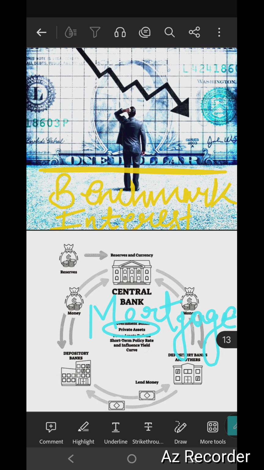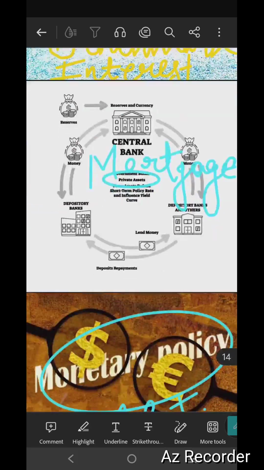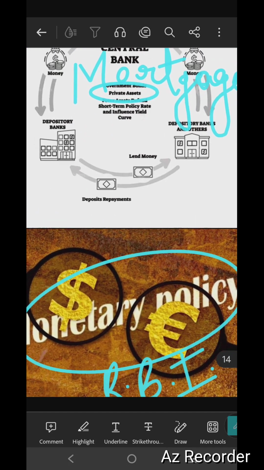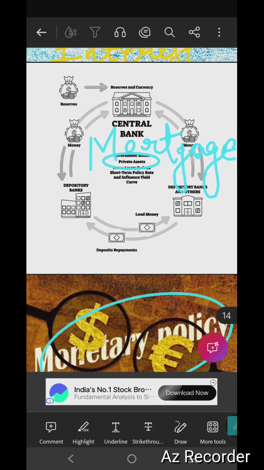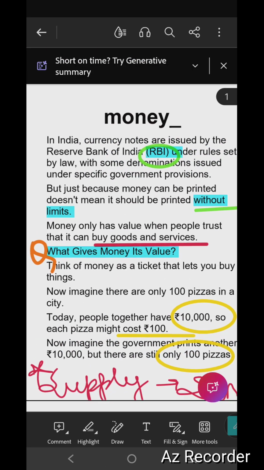Next, we have mortgage. What are mortgages? Basically, it is a legal agreement where a borrower pledges a property as security for a loan without handing over ownership. If the borrower is unable to repay the debt, the lender holds the right to sell the property through a court order to recover the dues. At last, we have to understand monetary policy. Monetary policy is basically the strategies and actions a central bank uses to manage the money supply and influence economic growth. Why can't we print unlimited money?